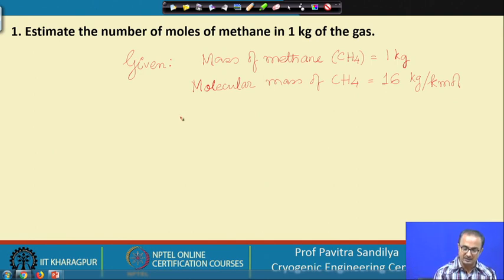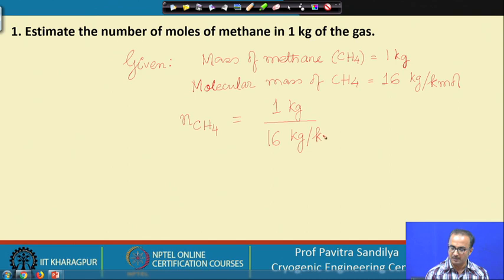Now, from this the number of moles of methane is equal to the mass of methane divided by the molecular mass, and this will give a value in kilomoles. So, this value will be the kilomoles of methane in the particular mixture. So, this is how we calculate the number of moles of a species in a pure component.